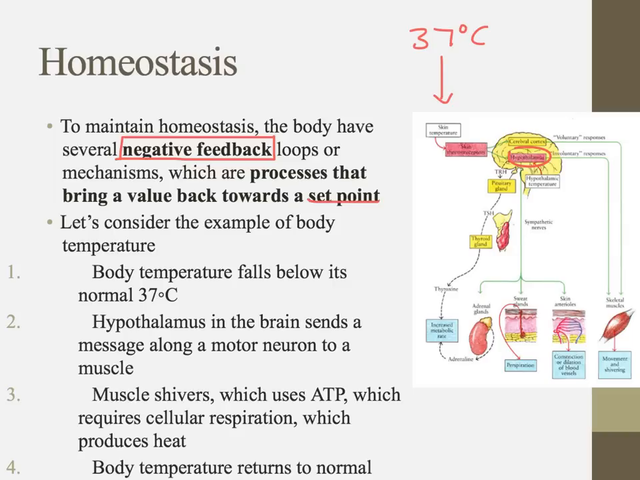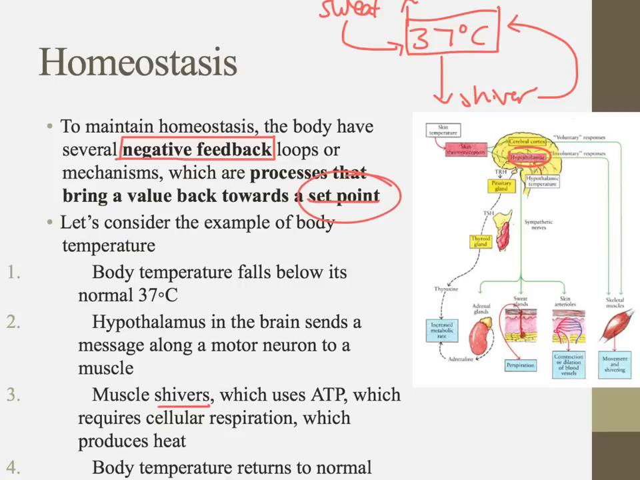That motor neuron is going to cause one of your muscles to shiver. Shivering uses ATP, which we generate through cellular respiration. And we know that cellular respiration produces a couple of things, but one of which is heat. So that shivering is then going to bring your temperature back to that middle value, that 37 degrees. If your temperature goes up too much, you might do something like sweating, and then that's going to bring your temperature back down. So these are what we call negative feedback loops, things that always end with bringing a value back to a set point.